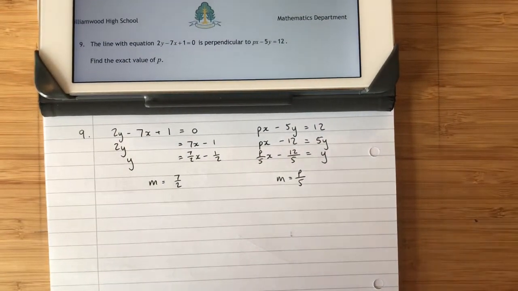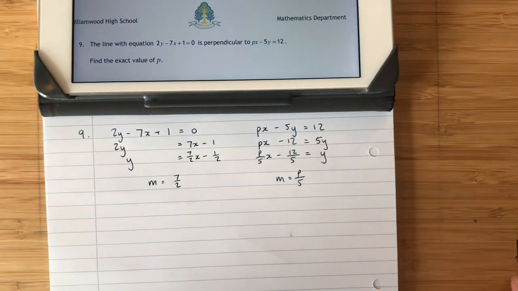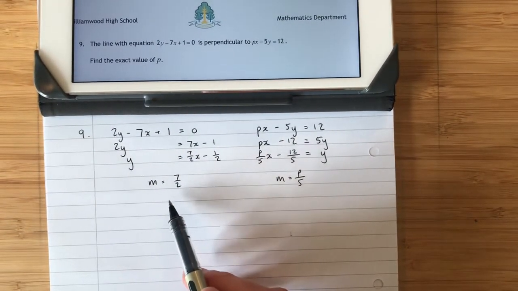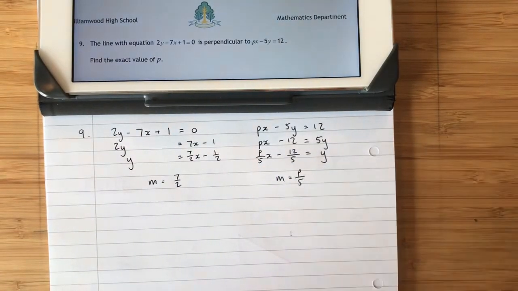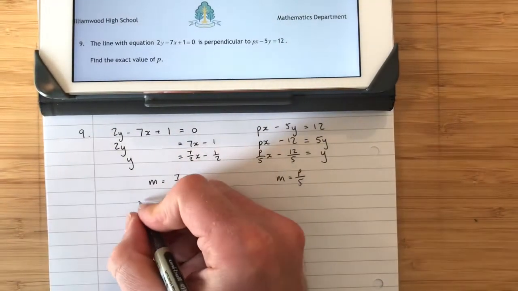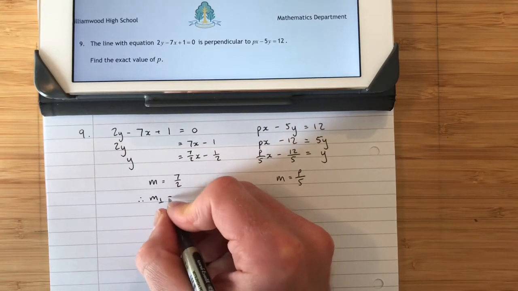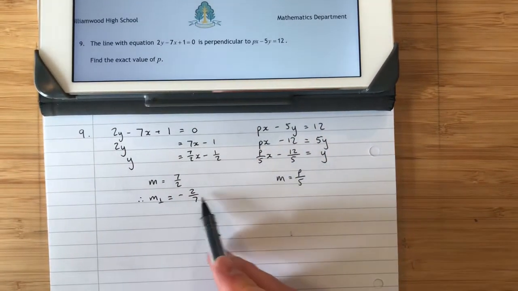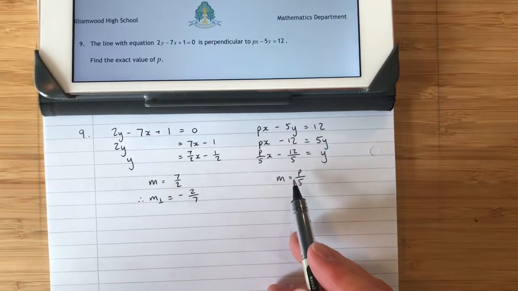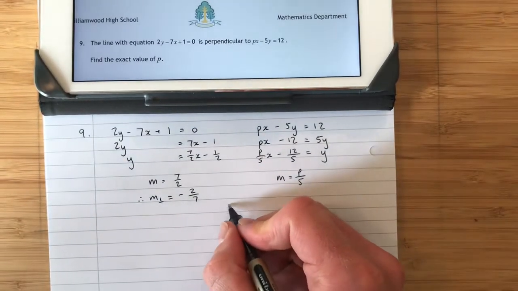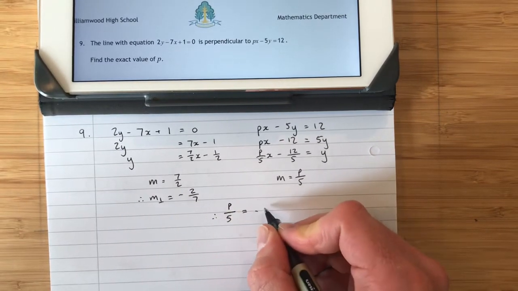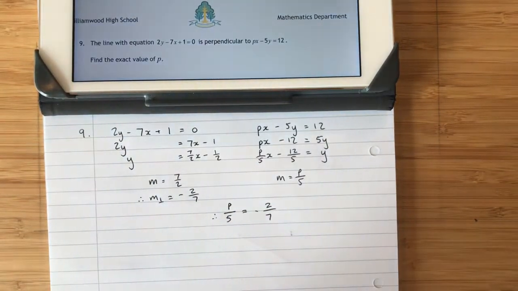Okay, those two lines are perpendicular. That means that if I flip this gradient, it must give me the same answer as whatever p divided by 5 gives me. So the perpendicular gradient here would be negative 2/7. That tells me that these things must be the same if they're perpendicular. So therefore, p over 5 must be equal to negative 2/7.